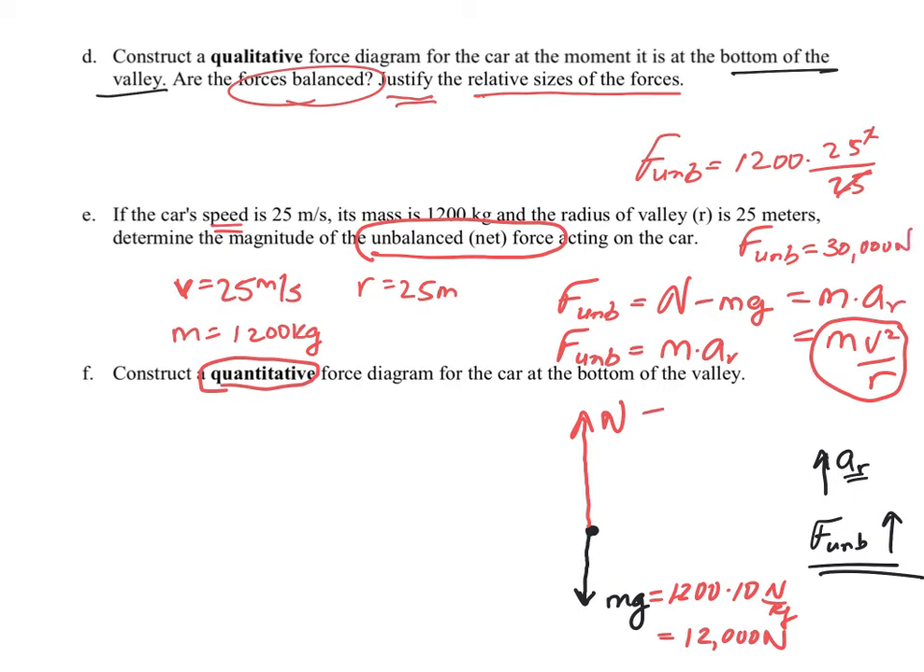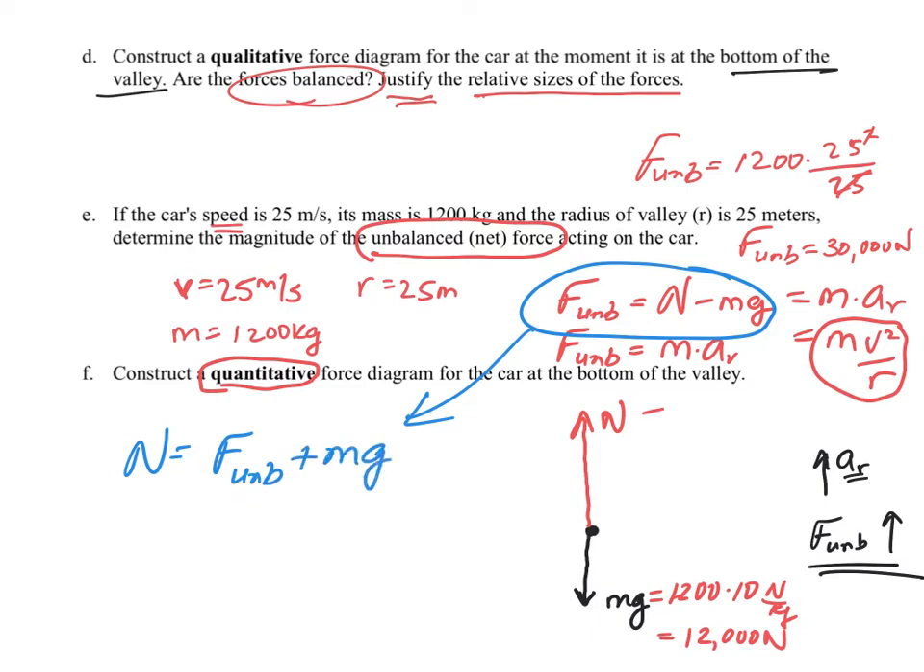Units are newtons. So 30,000 newton unbalanced force. Now I'm going to take this equation here and solve for the normal force. Normal force equals F unbalanced plus mg. I've moved mg over to this side, added it to the other side of the equal sign. So I add it to both sides.